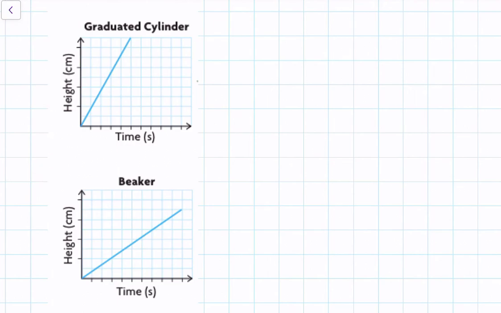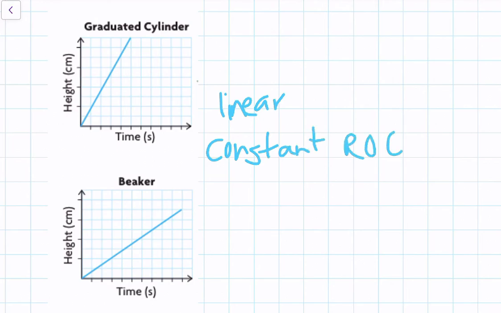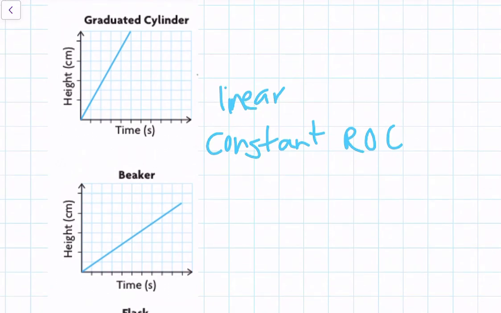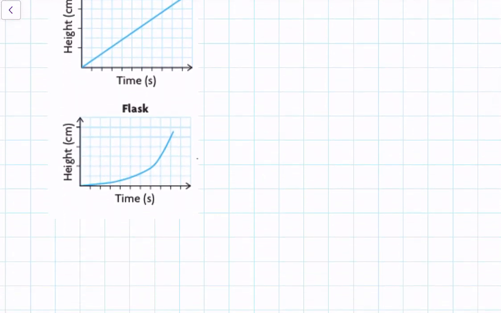So in both cases, these are both linear. And what does that mean? That means that the rate of change is constant in both these cases. So again, we're looking at height compared to time, but in a flask, we can see that the height actually changes compared to time, right? So in this case, this would no longer be constant, and the rate of change would differ. The slope at each point would differ comparing to the point in time we're looking at.